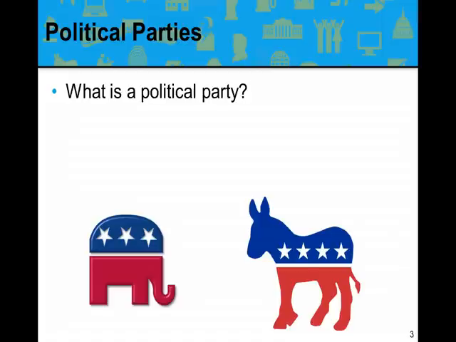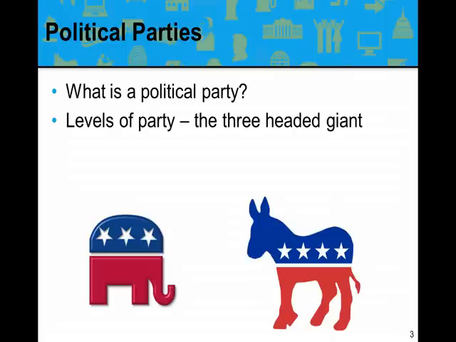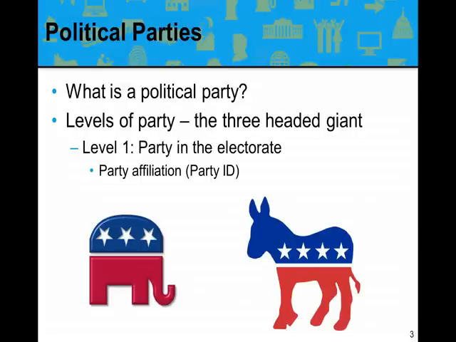Okay. There are different levels of party. Many people refer to this as the three-headed giant. So there's 3 meanings or 3 levels of party. First is the party and the electorate. And we've talked a little bit about this before, and this is where people identify with one political party or another. This is party affiliation or party identification or party ID. So party and the electorate really just refers to those who identify with a certain party.